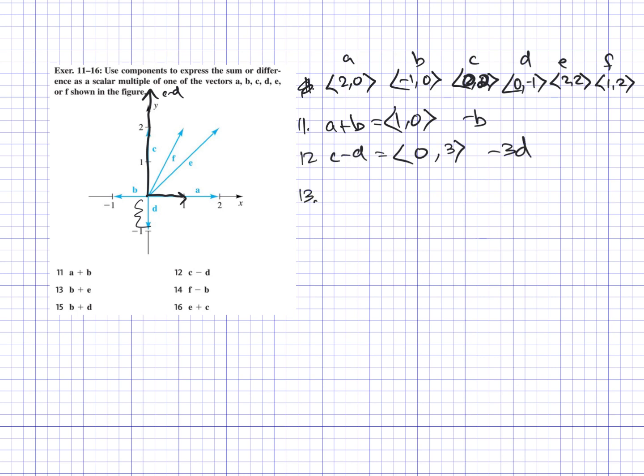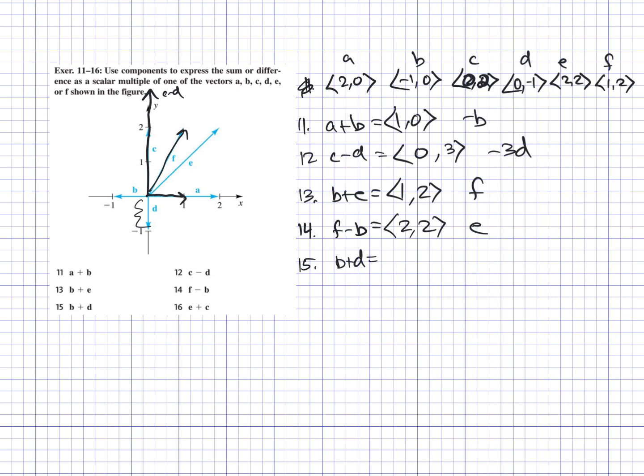All right, 13. B plus E. Negative 1 plus 2 is 1, and 0 plus 2 is 2. All right, so 1, 2 is going to be right there. That's F. So we just say that answer is F. All right, that was easy. 14 is F minus B. Let's see, 1 minus negative 1 is 2, and 2 minus 0 is 2. 2, 2 would be E. That's actually on there.